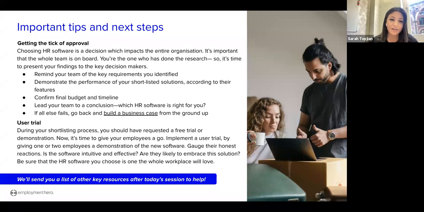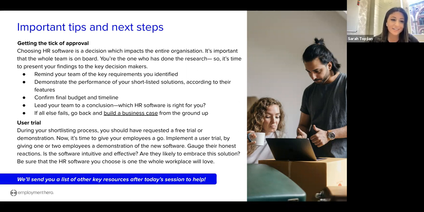And if all else fails, build a business case. We'll send you an example of this as well, so hopefully you won't need to build it from the ground up. A lot of our team do send examples of business cases to businesses to help them get Employment Hero in. So we'd love to help with that.